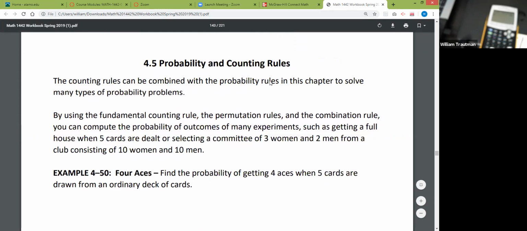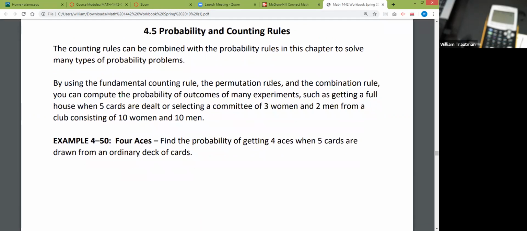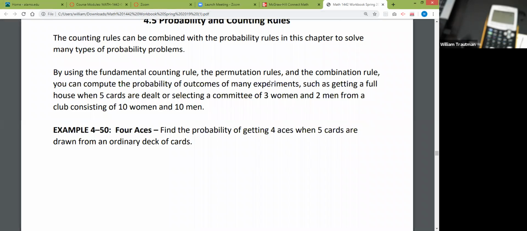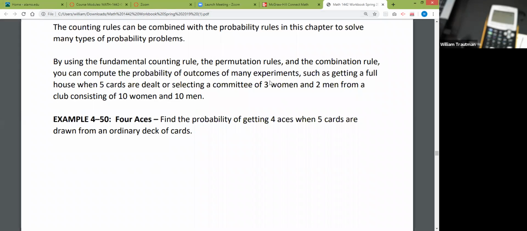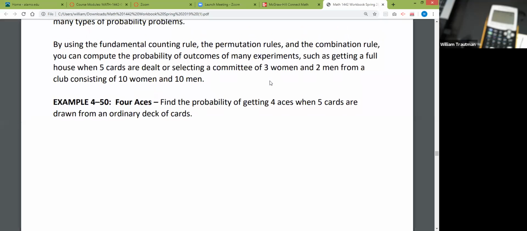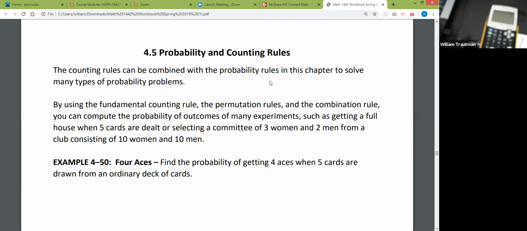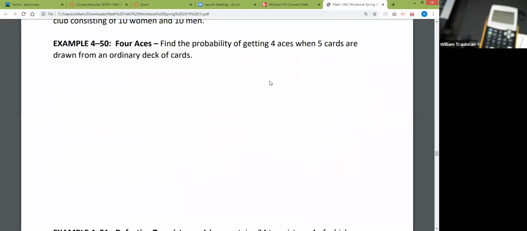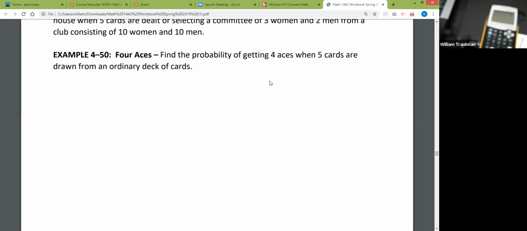The counting rule, let's see what it says. By using the fundamental counting rule, permutation rule, and the combination rule, so we're going to try to use everything. Is that an actual question, or I think they just wanted to talk to us? Find the probability of getting 4 aces when 5 cards are drawn from an ordinary deck.